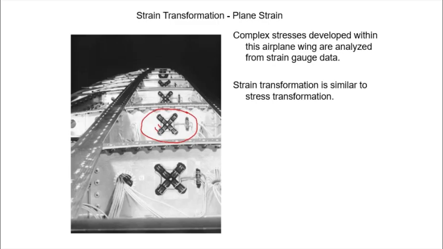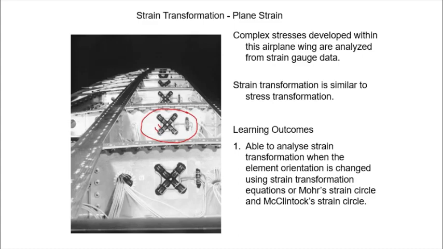And then we analyze this data, and from the data we can then find the largest normal strain and the largest shear strain, where the strain transformation analysis is similar to stress transformation that we have discussed in chapter 1.